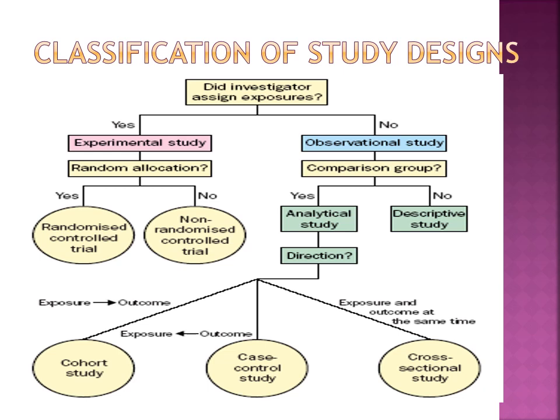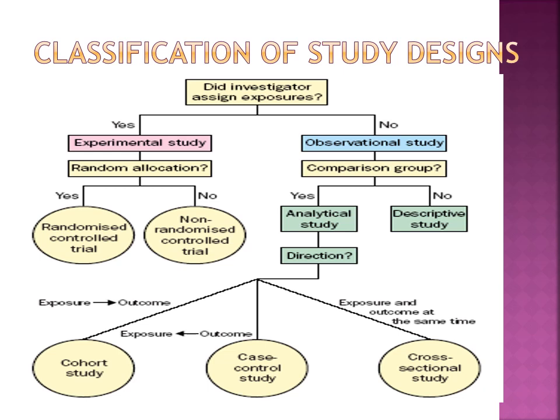In the case of the experimental study, according to random allocation, it is divided into two types. Either random allocation is done, then it is a randomized control trial, and if no random allocation is done, then it is a non-randomized control trial. In the observational study group, the analytical study is also of two types. Either it is a longitudinal or cross-sectional study.